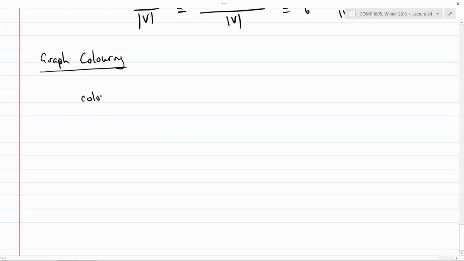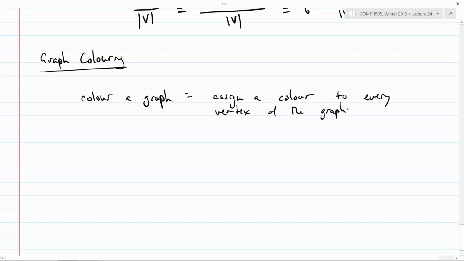So to color a graph means to assign a color to every vertex of the graph such that no two adjacent vertices share the same color. That's what it means to color a graph. Is that definition clear?